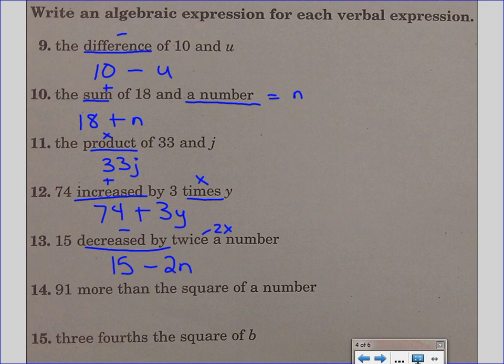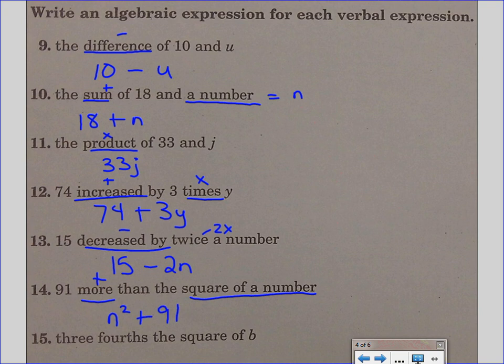91 more than the square of a number. More means I'm going to add 91 onto whatever I have, and the square of a number is going to be n squared. So I'm going to have n squared, and then I want 91 more, which means I add on 91 at the end.